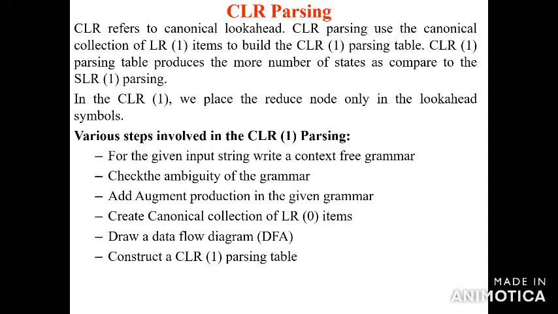Okay. What are the steps to be followed in CLR parsing? For the given input string, you write the context-free grammar. After that, you check the ambiguity of the grammar. Then add the augmented production to the given grammar. Then construct the canonical collection of LR(1) items, the same as LR(0) items, along with the lookahead symbol. Then draw the DFA diagram. Then construct the CLR parsing table. Okay, these are the various steps involved in the CLR parsing table construction.